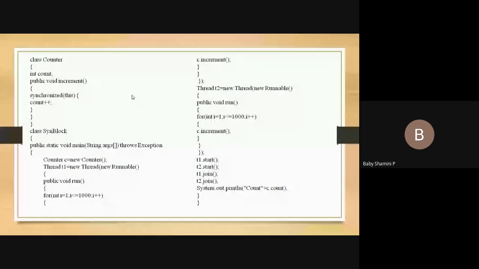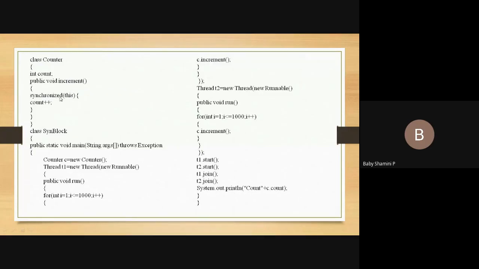Same program: we have the class Counter and a main class. Inside the main class, we have two threads, T1 and T2. T1.start and T2.start implicitly call the run method present in each thread. First T1.start calls the run function present in thread T1, and inside we have an increment function. This calls the increment method present in the Counter class.